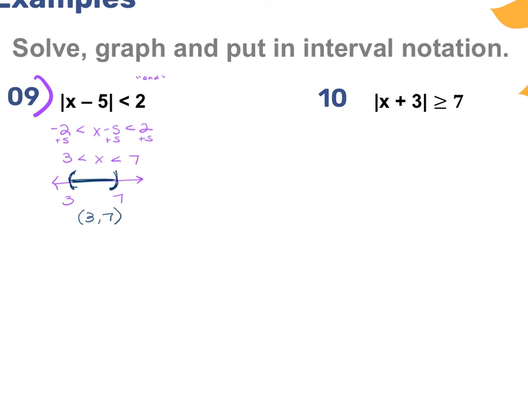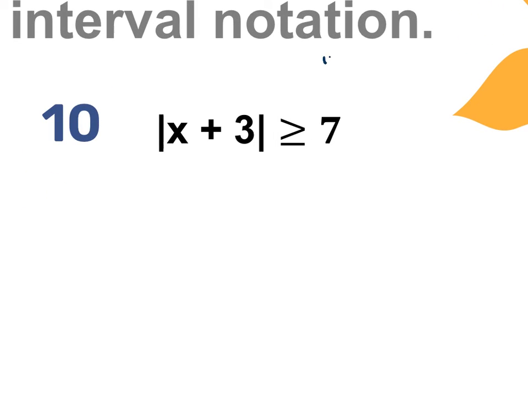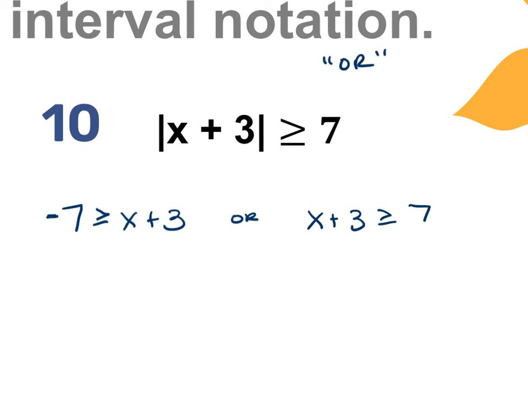Let me just walk you through this last one real fast. So number 10, if you read that out loud, absolute value of x plus 3 is greater than or equal to 7, right? So this time when I split it, again, this is an or statement. When I split it, I put a negative 7 on the left. Sign goes in the same direction, so it's bigger to the left. X plus 3. This time, instead of keeping it as one statement, I write the word or, and I finish off with my initial statement.